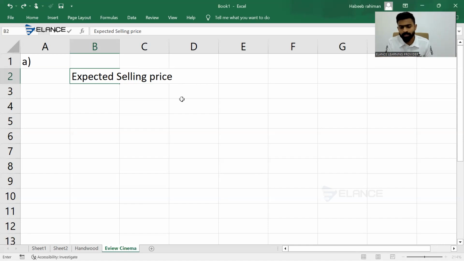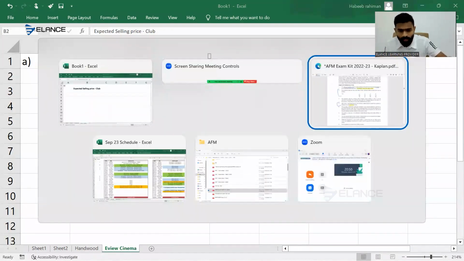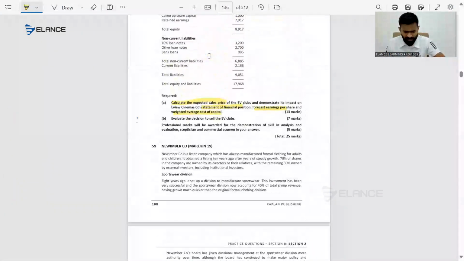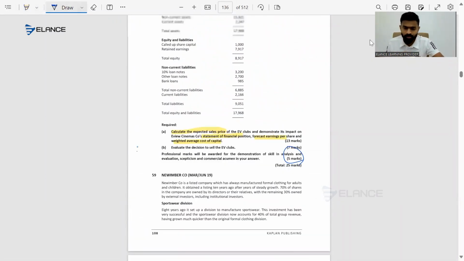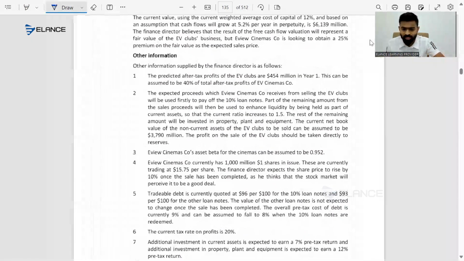Question, we can use the NPV Excel formula. See, expected selling price, we are selling off which division? For eView Cinema, they are selling off the club division, the gym club, right? Expected selling price of club division. See, this is an amended question. Previously, there were no professional marks in section B. Now we have 5 marks for each question for the professional marks. That's why, in order to adjust the marks, they directly gave the expected selling price.